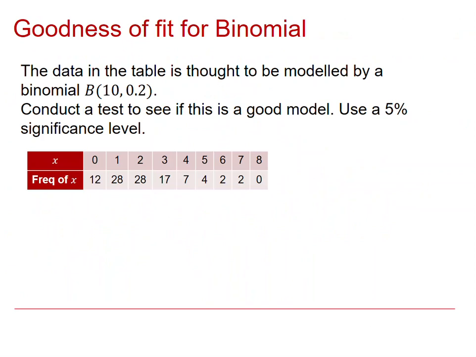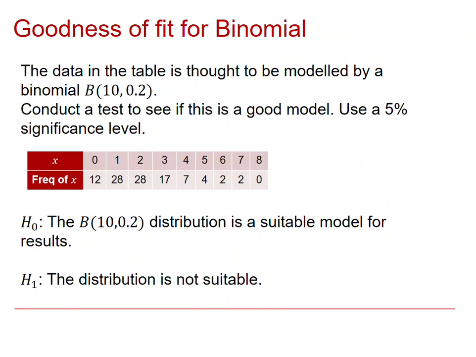Here we have some data which is thought to be modelled by a binomial distribution with n is 10 and p is 0.2. We're asked to conduct a test to see if this is a good model using the 5% significance level. So here are our hypotheses. H0 is that the binomial distribution with n is 10 and p is 0.2 is a suitable model for these results, and H1 is that it is not.